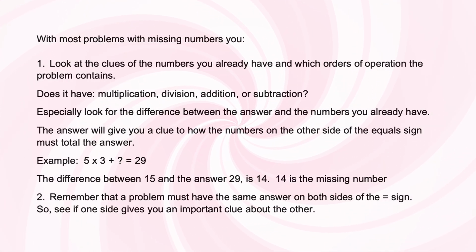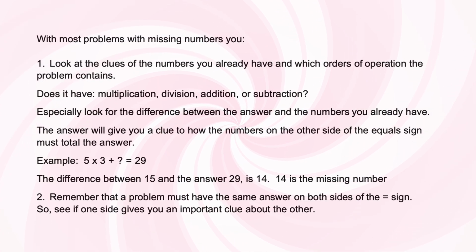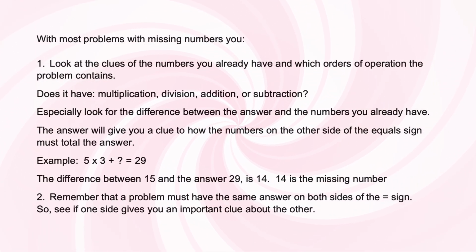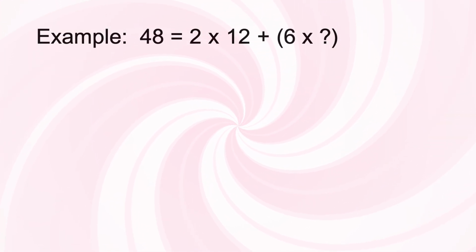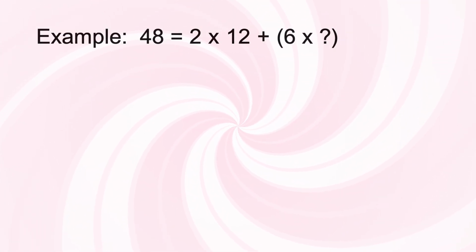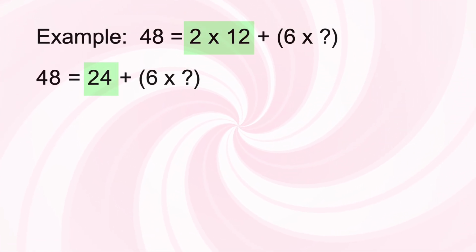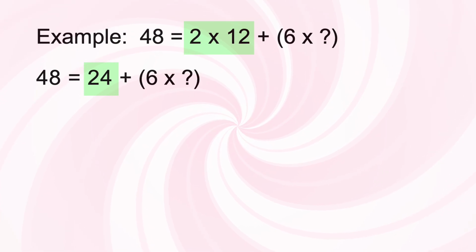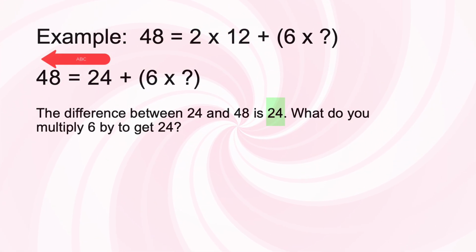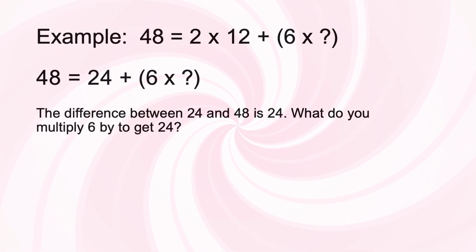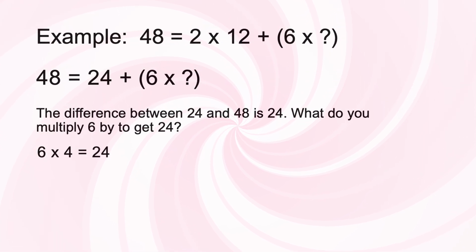Second, remember that a problem must have the same answer on both sides of the equal sign. So, see if one side gives you an important clue about the other. Example: 48 equals 2 times 12 plus 6 times something. 48 equals 24 plus 6 times something. The difference between 24 and 48 is 24. What do you multiply 6 by to get 24? 6 times 4 equals 24.